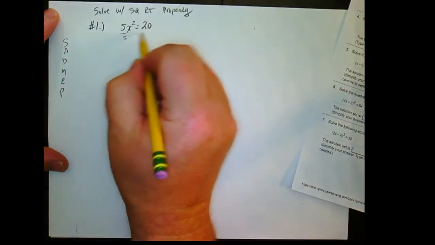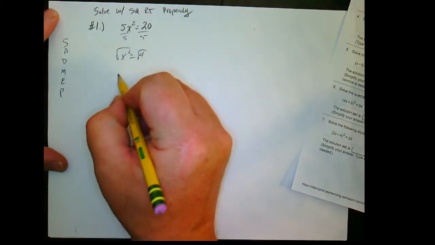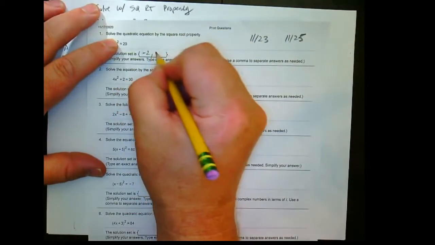Sorry about that. So for all of these, we're using SADMEP, right? You're doing inverse operations when you're using the square root property. Just inverse operations. So you divide both sides by 5, x squared equals 4. Take the square root of both sides. Two answers, x equals 2, x equals negative 2, right? So all you'd have to do in here, it says separate your answers by a comma, so you'd write it like that, right?